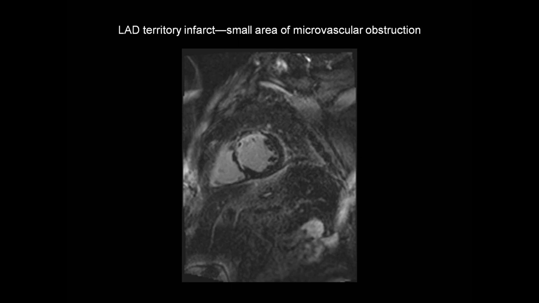When we undertake late gadolinium enhancement imaging, we may also see the phenomenon of microvascular obstruction. Here we've got a patient who has had an infarct in the LAD territory. This is a short axis view of the left ventricle, and we can see that the anterior wall and anteroseptum have got this bright late gadolinium enhancement subendocardially, indicative of a LAD territory infarct.